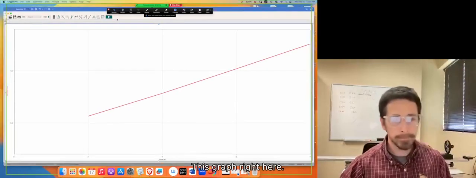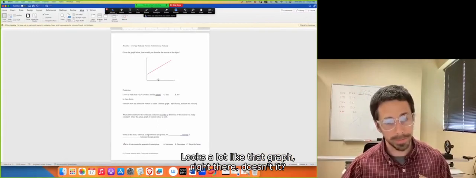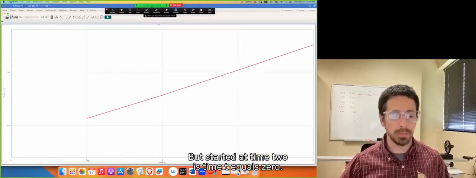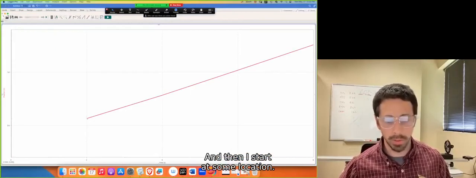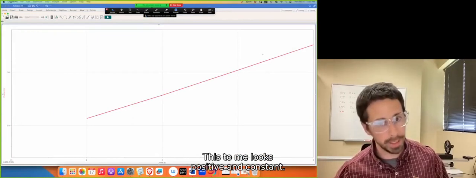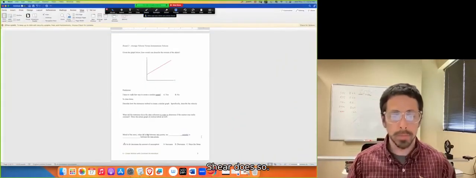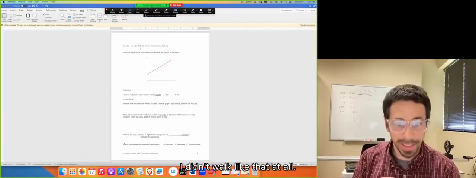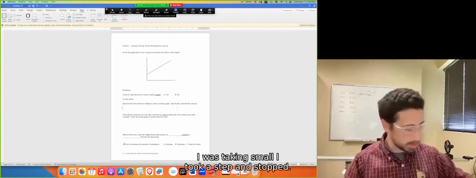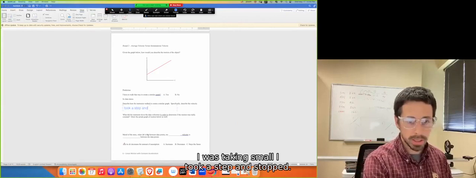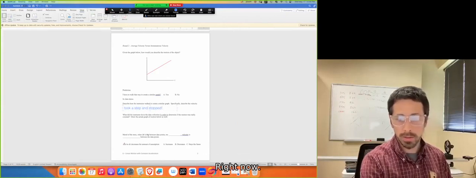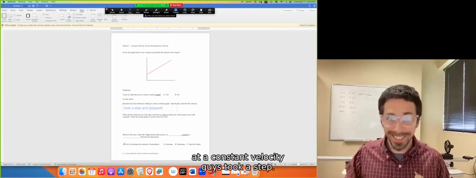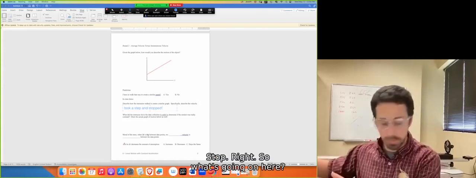This graph right here looks a lot like that graph right there, doesn't it? It's not quite shifted, but if that point is time t equals 0, then yeah, I start at some location. This to me looks positive and constant. Sure does. But is that how I walked? I didn't walk like that at all. I took a step and stopped. And I was not walking at a constant velocity, guys. Took a step, stop, took a step, stop, took a step, stop, right?